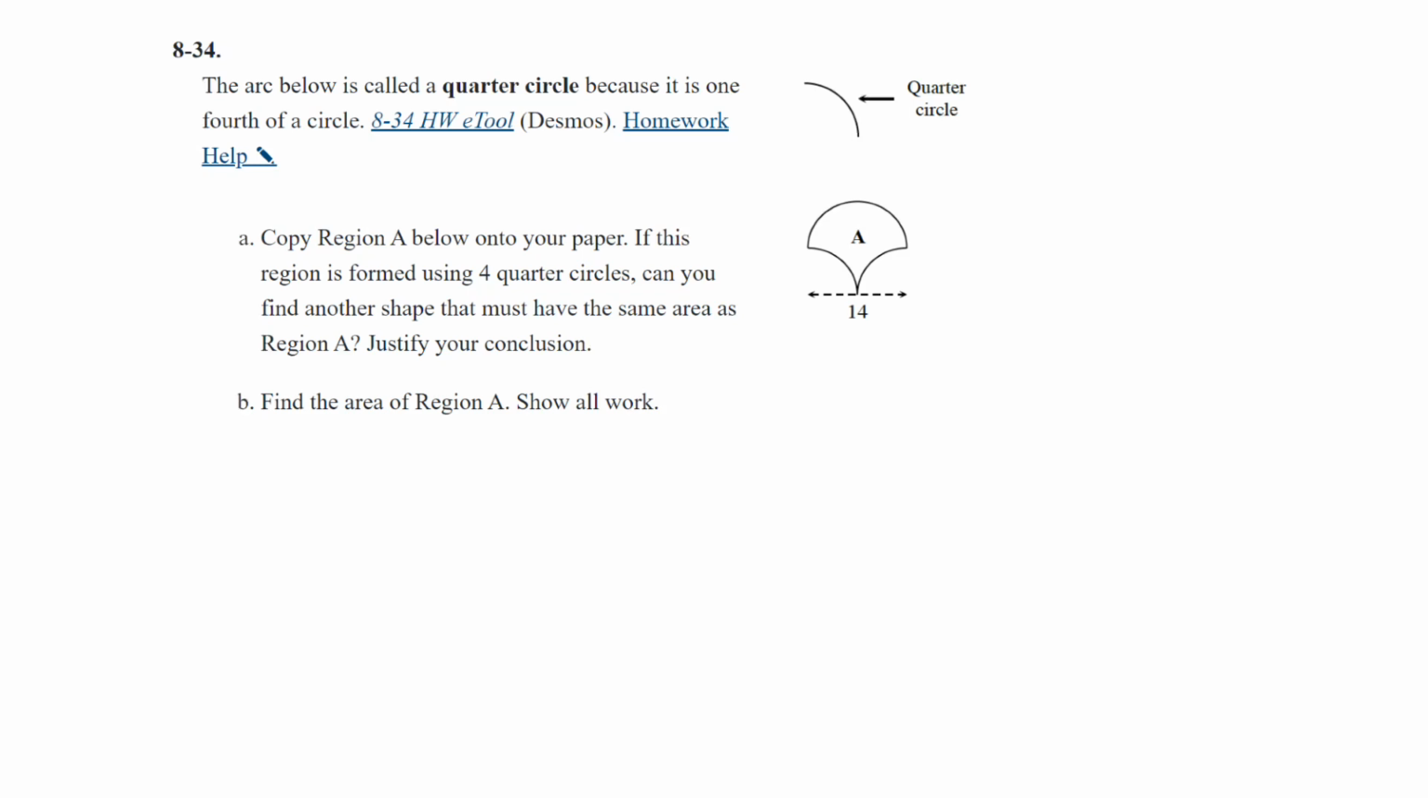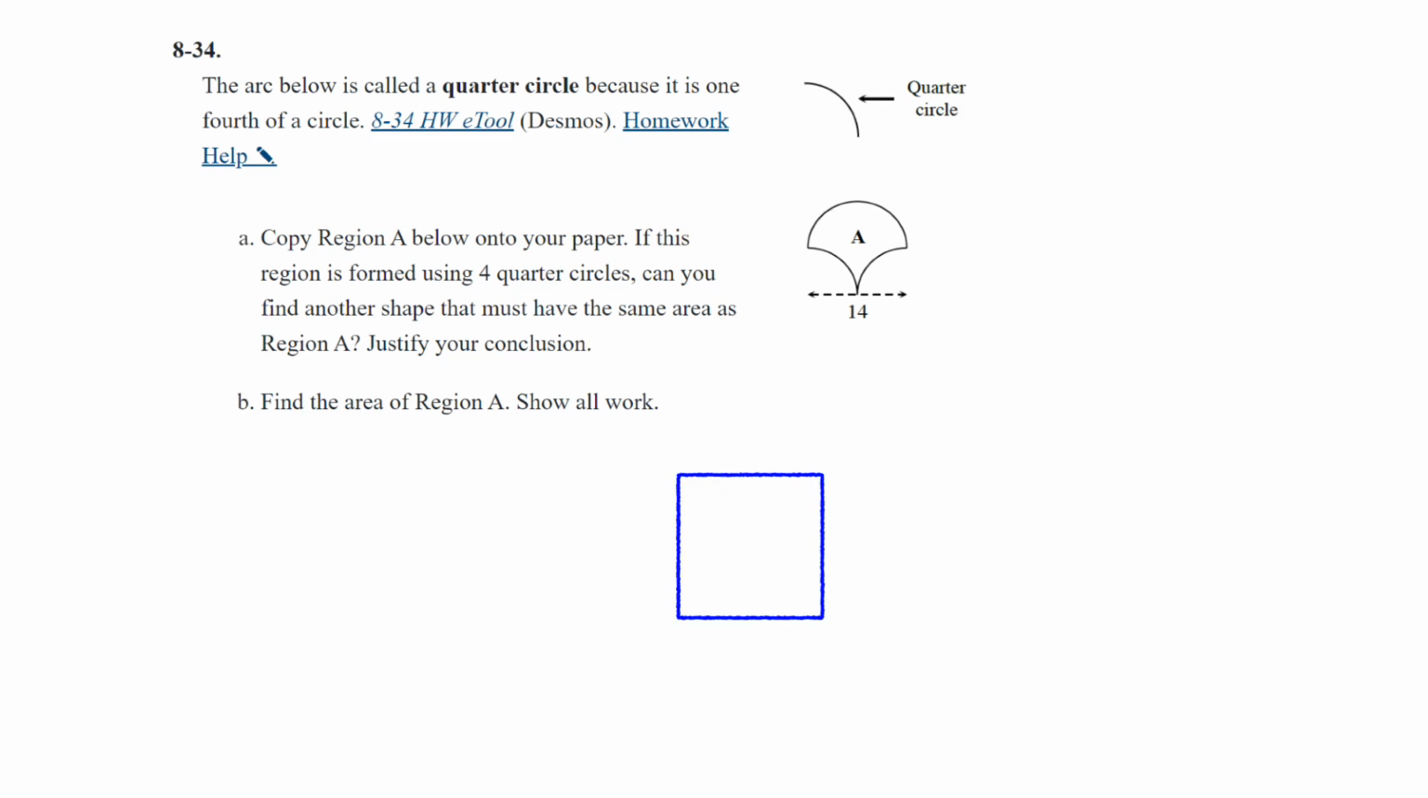Question 34. The arc below is called a quarter circle because it is 1/4 of a circle. Part A. Copy region A below onto your paper. If this region is formed using 4 quarter circles, can you find another shape that must have the same area as region A? Justify your conclusion.